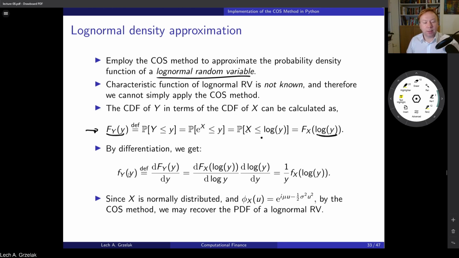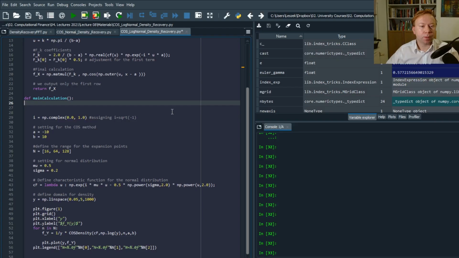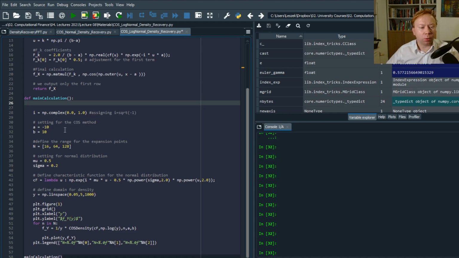If you look at the density, we have to differentiate, of course, the CDF, the cumulative distribution function, and then we end up with the following relation. The density of a log normal distribution is equal to 1 over y, and then we have the density of x at logarithm of y. So let's take a look at the code regarding the log normal case.